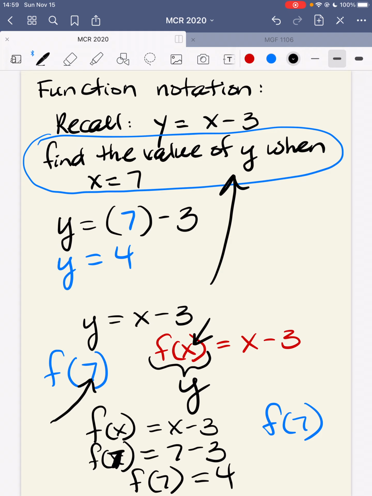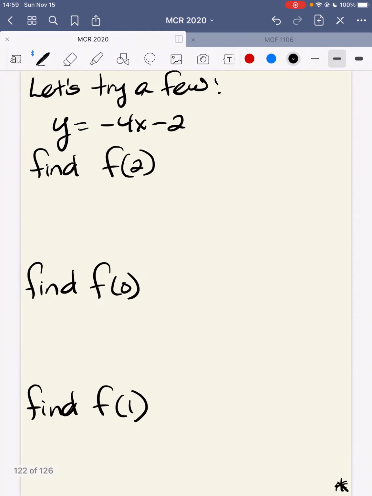All right, let's look at a few more examples. So here I have an equation, and I wrote it originally as y is equal, but remember we want to use function notation. So I'm going to take that y out and replace it with f of x. Okay, that's all y means. So remember y is equal to this f of x thing. And I want to find f of 2, which means I need to plug in 2 into this equation.